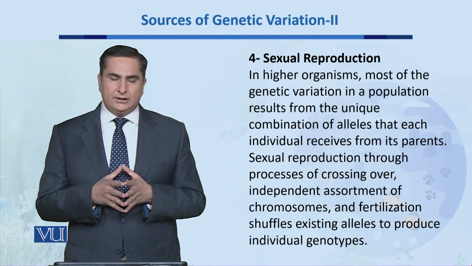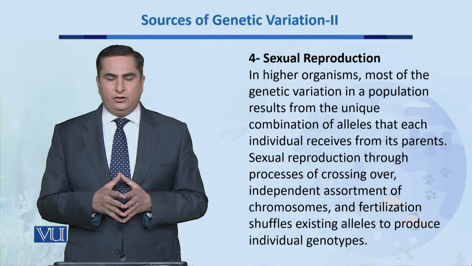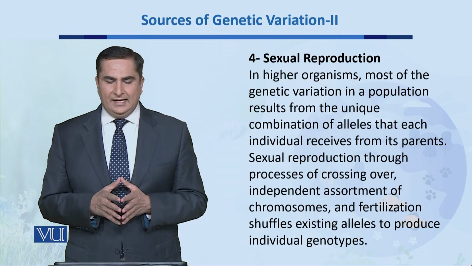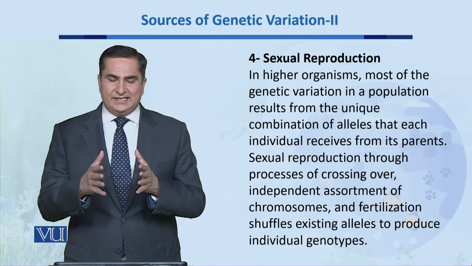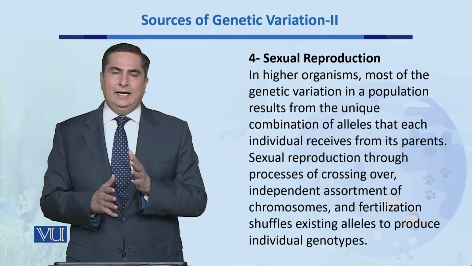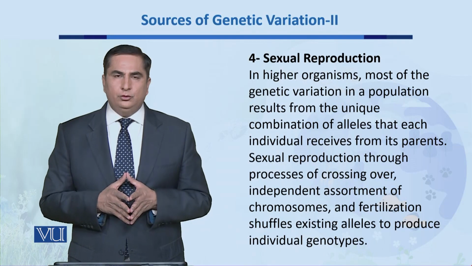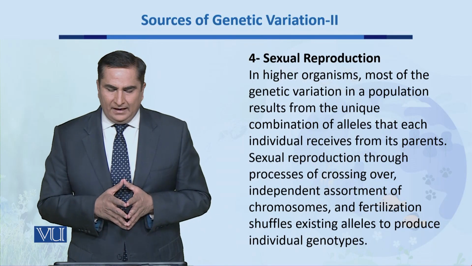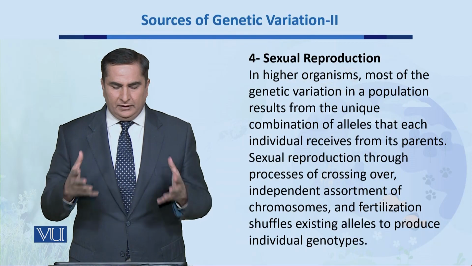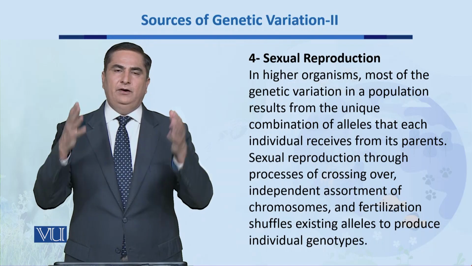When we talk about sexual reproduction as a source of genetic variation, in higher organisms most of the genetic variation in a population results from the unique combination of alleles that each individual receives from its parents. So half the alleles come from the mother, while half come from the father in a new individual. Sexual reproduction, through the processes of crossing over, independent assortment of chromosomes, and fertilization, shuffles existing alleles to produce individual genotypes which are different from the parents.